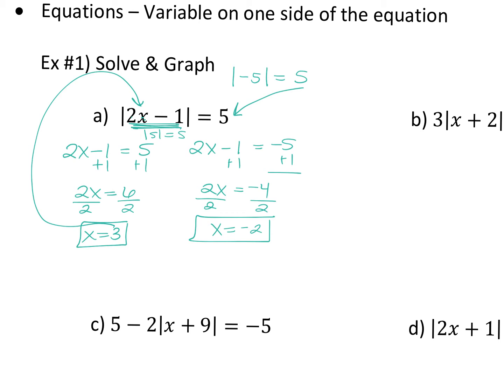2 times negative 2 is negative 4. Negative 4 minus 1 is a negative 5. The absolute value of negative 5 is 5. So that's why both of those answers work. Does that make sense to you?